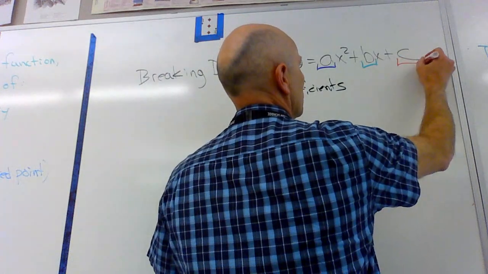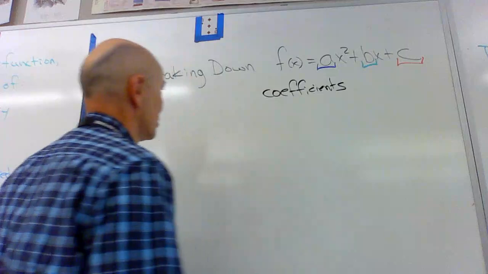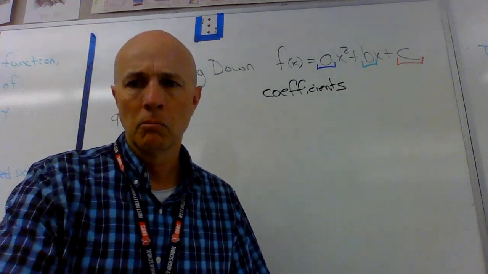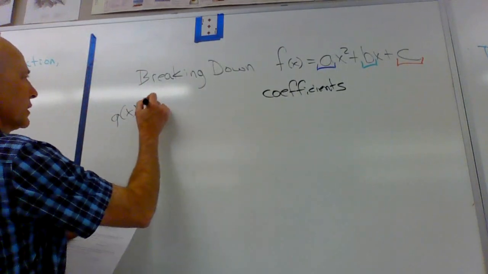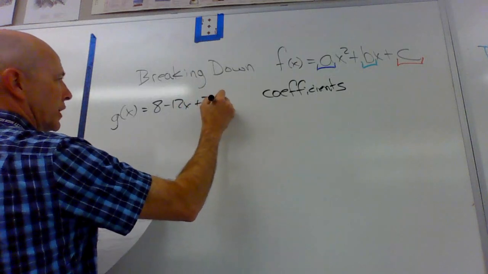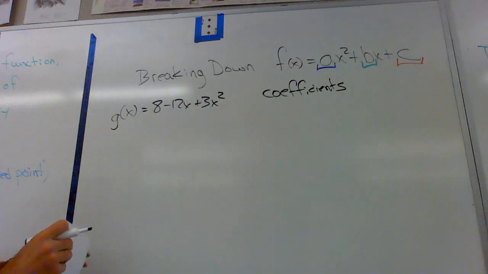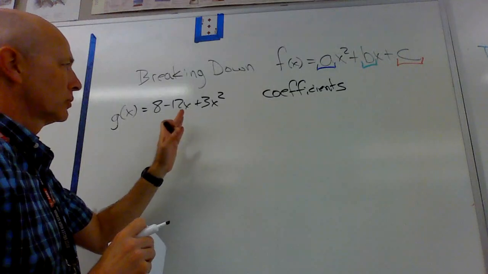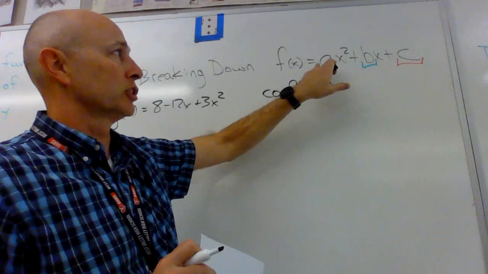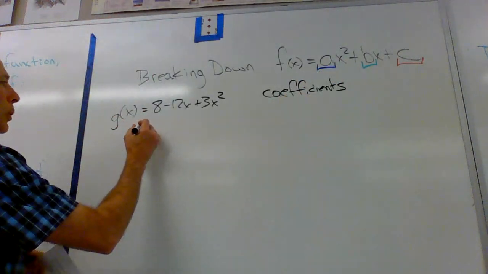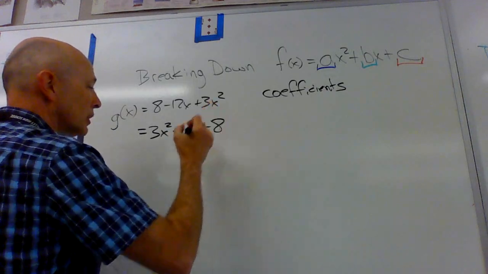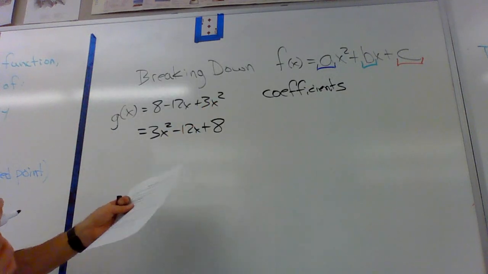So the first thing we're going to do is practice. I'm going to give an example problem. So my example problem is going to be g of x is equal to 8 minus 12x plus 3x squared. I'm throwing this one in here because we can't just look at these numbers in the order that they show up. The a is always supposed to specifically be the quadratic coefficient, the number that's in front of the quadratic term. So if I rewrite this in standard form as 3x squared minus 12x plus 8, then now I can read them in the order that they show up.